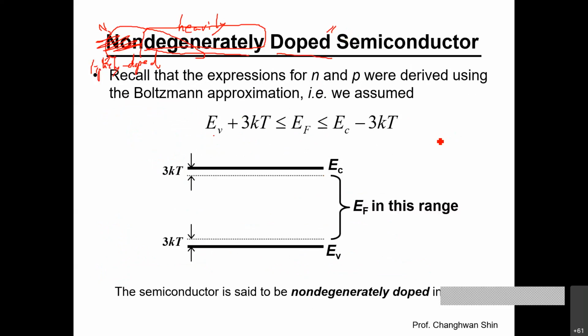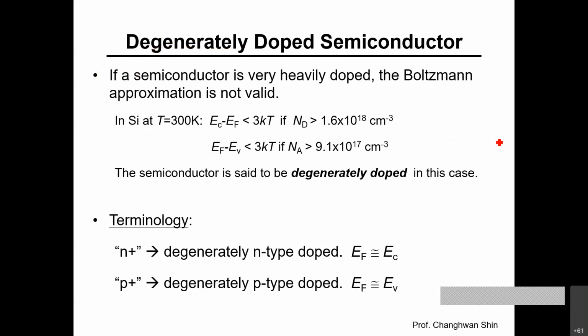Heavily doped one means 10 to the 19 or beyond, 18 or beyond. Here is the criteria. If the donor concentration is higher than 1.6 times 10 to the 18, then we can say that this n-type silicon material is degenerately doped. Otherwise, say Nd is 10 to the 16, then this silicon is lightly doped.